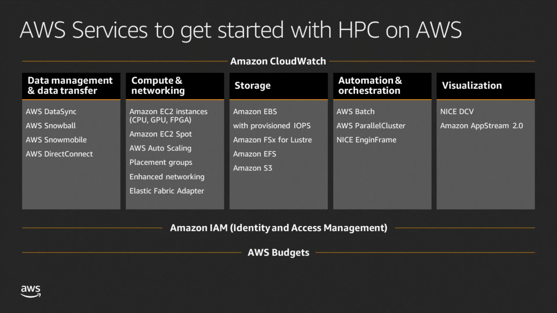And then you have services like Amazon CloudWatch, which is a monitoring service for AWS cloud resources and the applications you run on AWS. AWS IAM, also known as Identity and Access Management, enables you to manage access to all these AWS services and resources securely. And then you can use AWS Budgets for cost tracking.